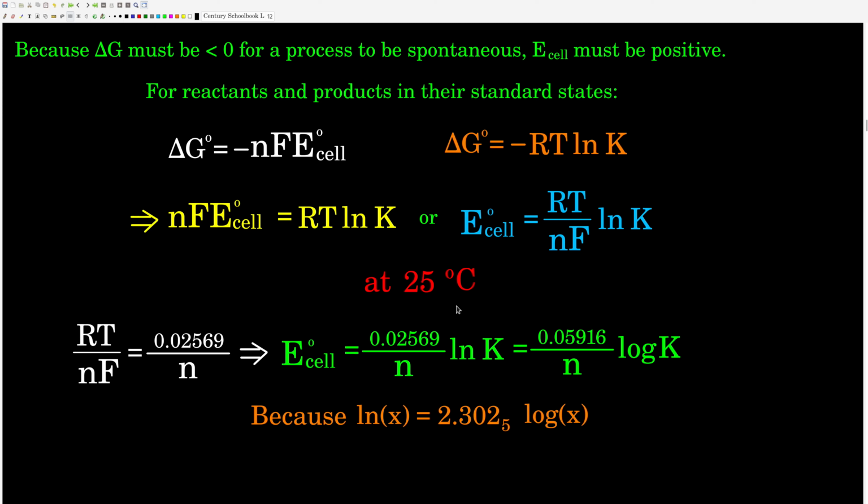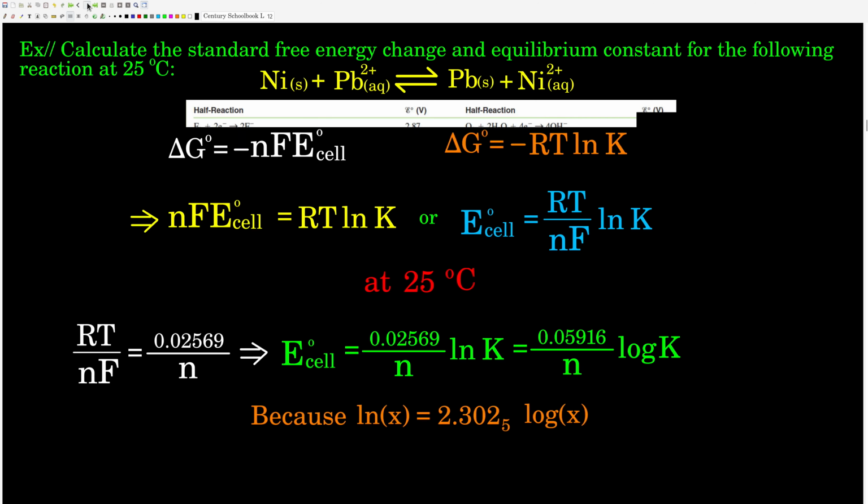Now, real quick, if we are not at 25 Celsius, that's easy. We just come back up here and use RT over nF. We plug the values in with the actual temperature, and we multiply this by 2.303. So we get 2.303 RT over nF log base 10 of K. Or if you wanted to use natural log, you could do that too, but it's just tradition to use log base 10 in electrochemistry.